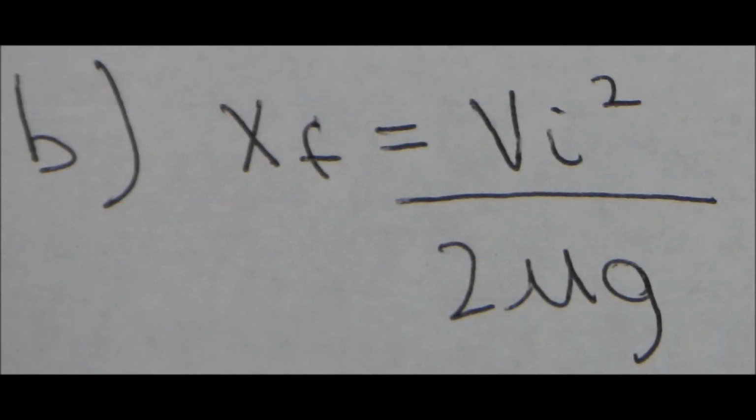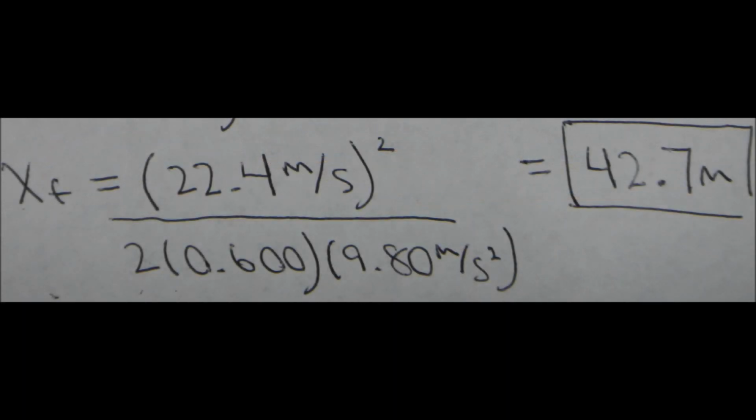Then for part B, we do the exact same thing, except we replace 0.100 with 0.600, and you get 42.7 meters.